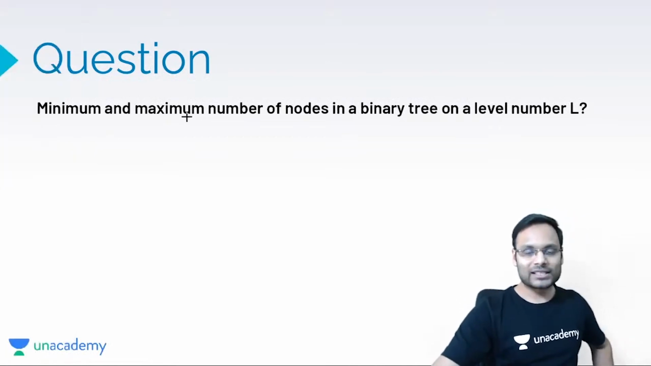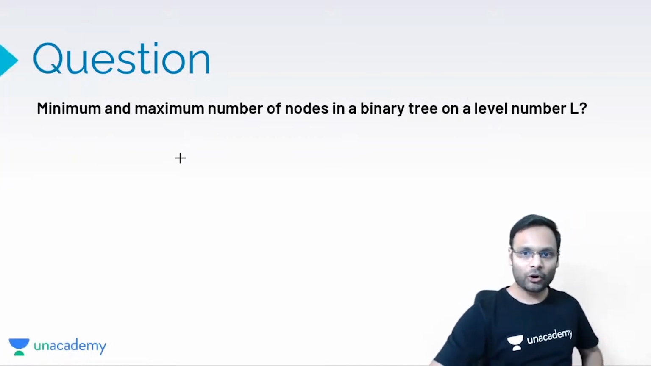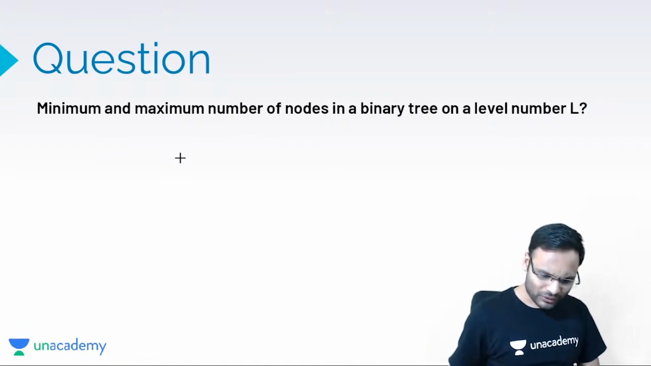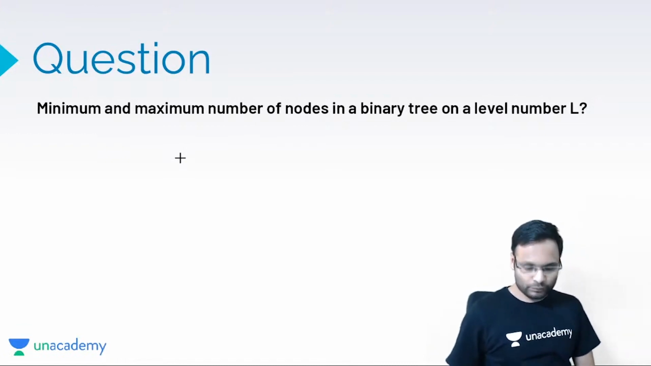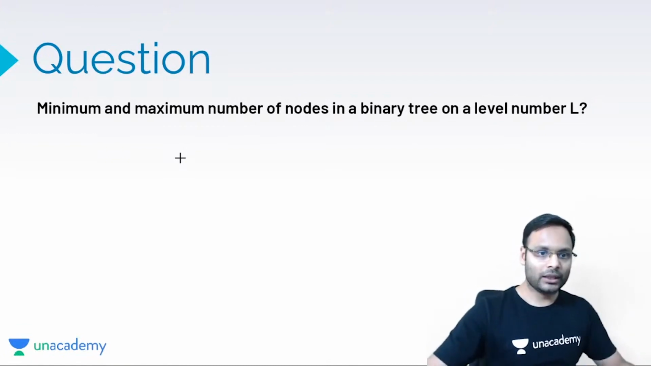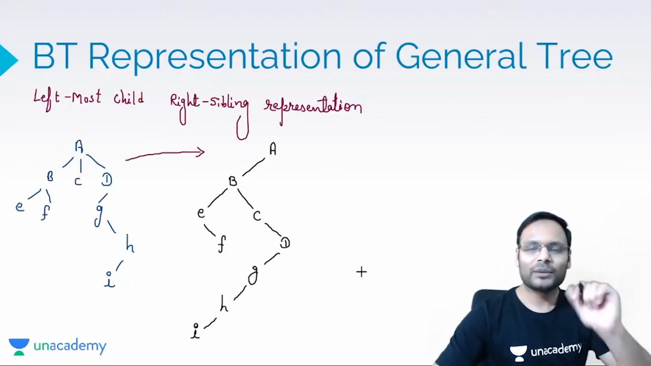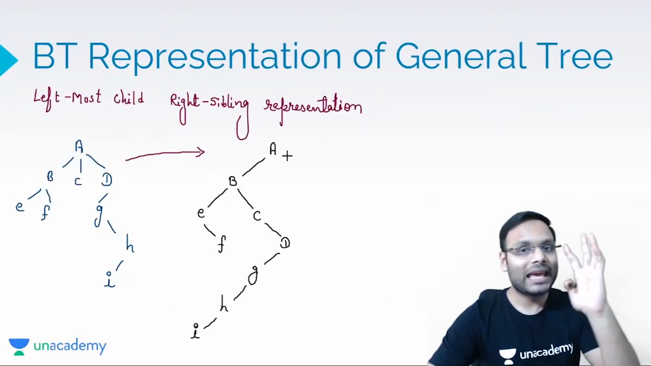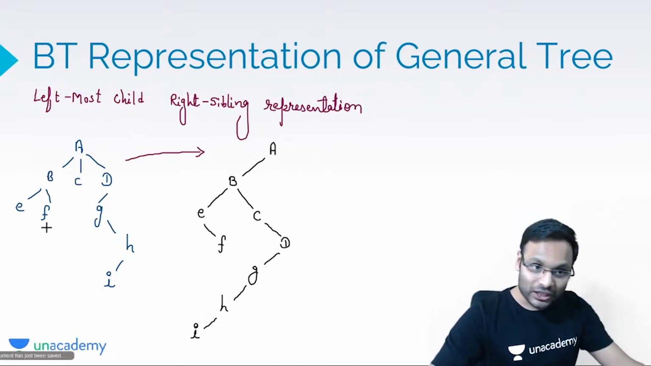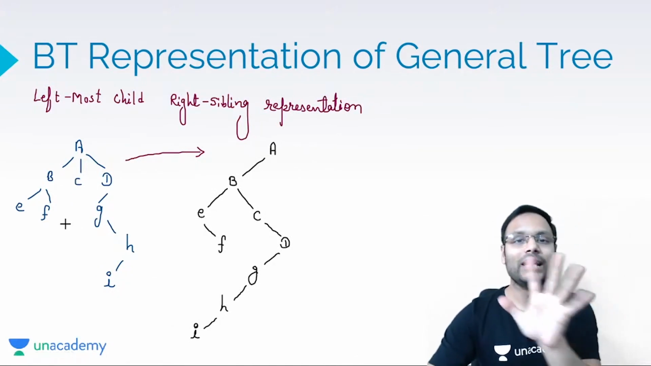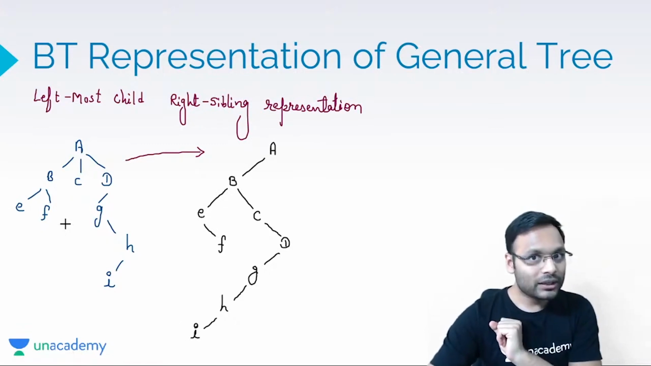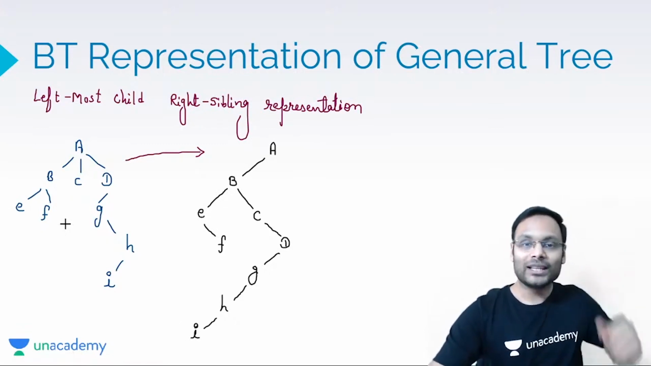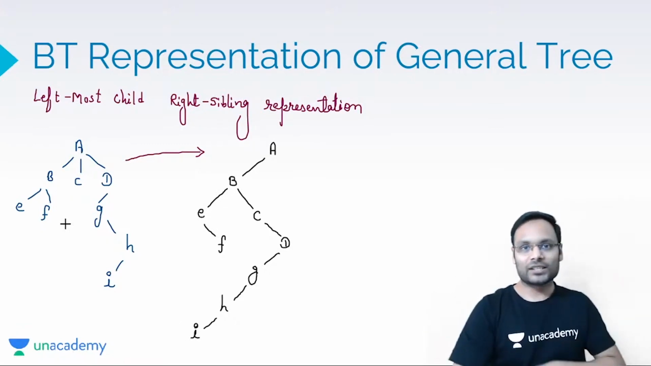Minimum and maximum number of nodes in a binary tree on a level number L. Before that, okay, let me go back and let me ask you a question. Why are we doing this? As I told you, to store a general tree, we cannot have linked representation. So how were we storing that general tree? In a parenthesis representation.